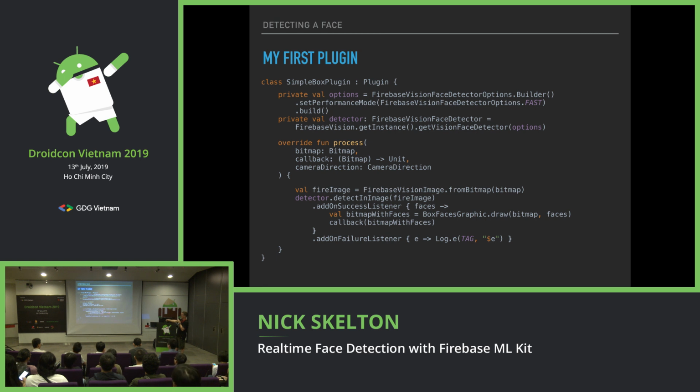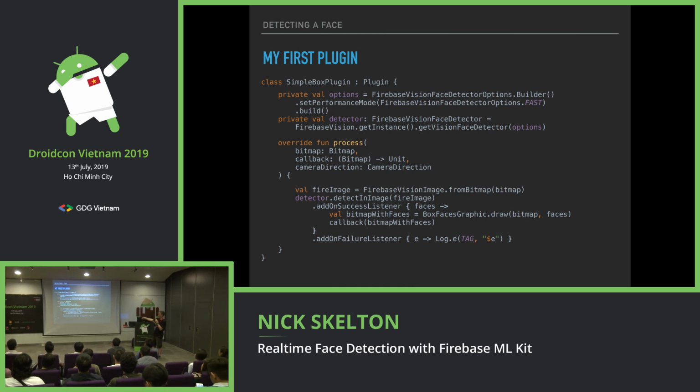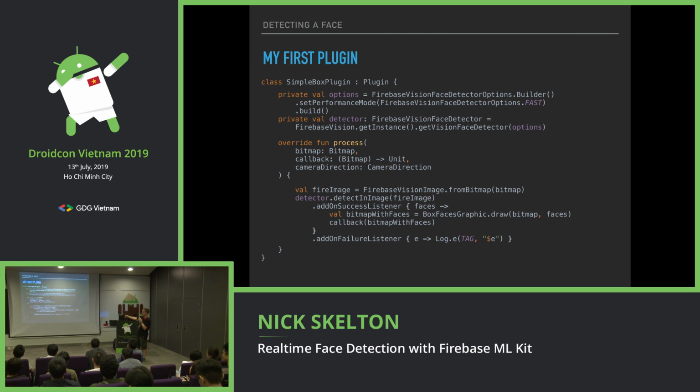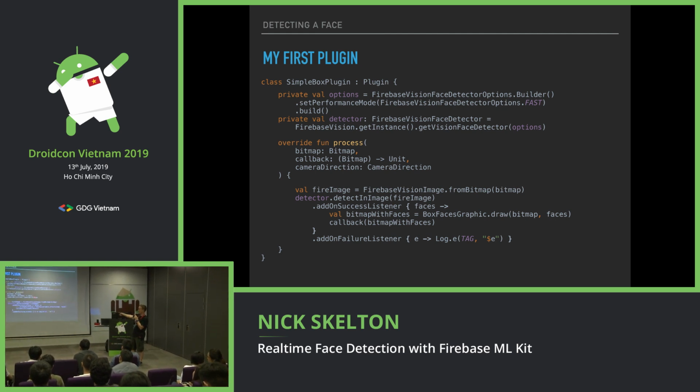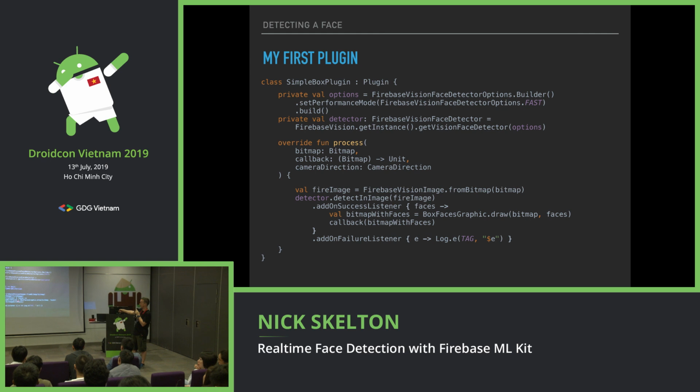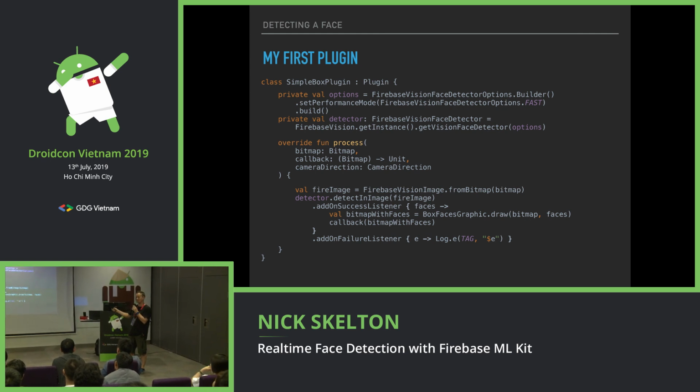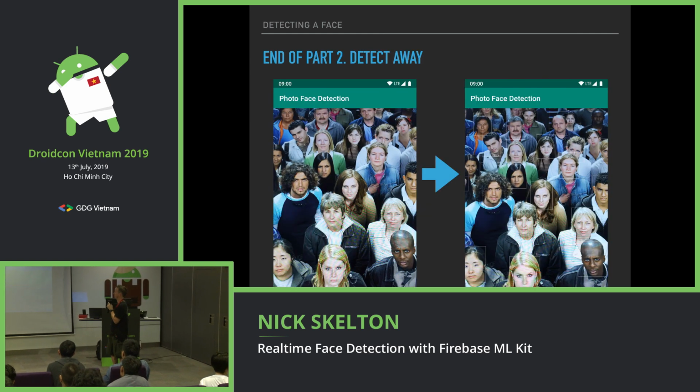Okay, how does this interact? So now we create our box face graphic and we just draw the bitmap and the faces. It gives us back a bitmap with faces and we give that back to whoever's calling here. So this is our activity, right? Our activity is calling simple box plugin dot process. Here's the bitmap we got from the camera, and it's going to be sitting there waiting for a bitmap from us. Here we give it to it. Make sense? Yeah. Cool.